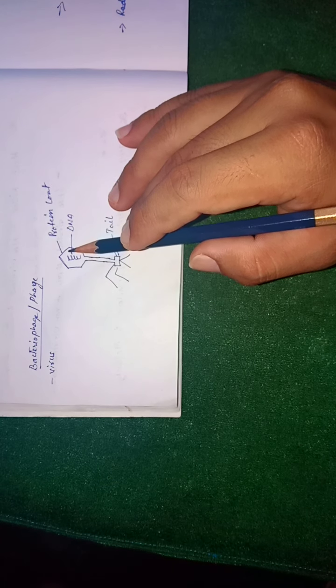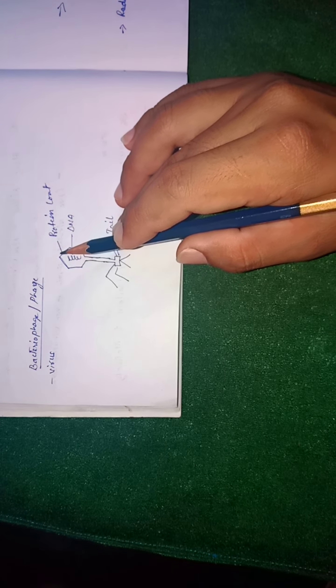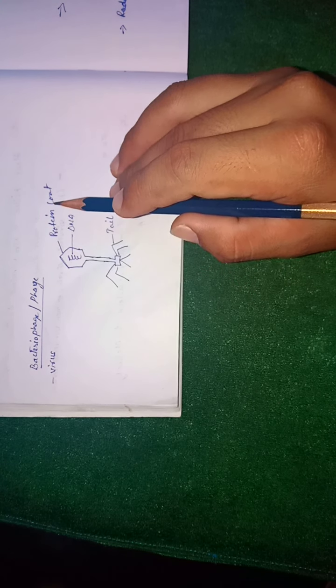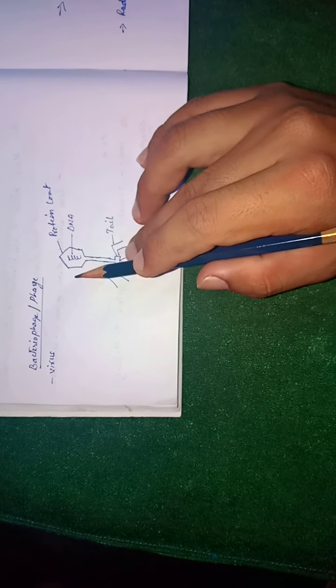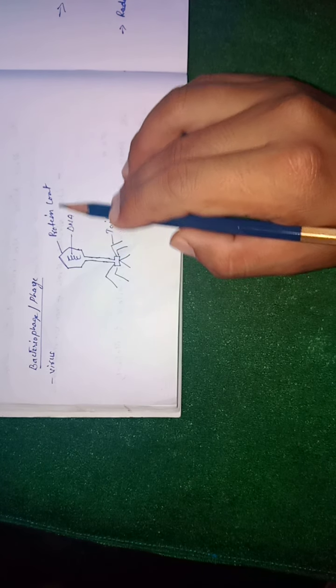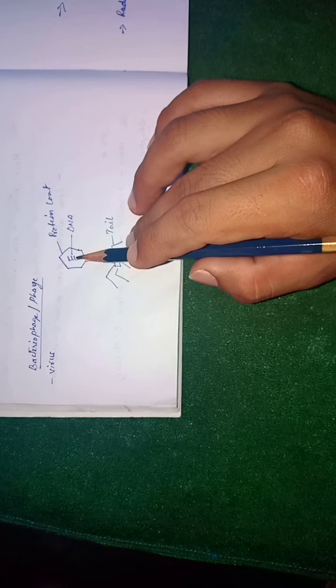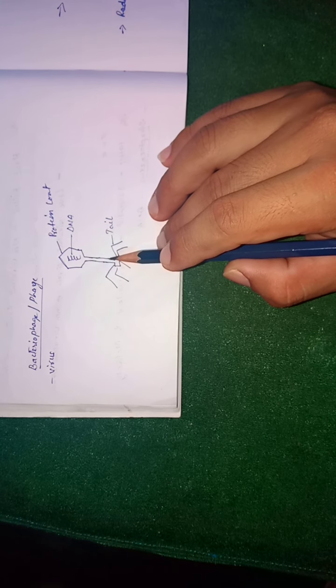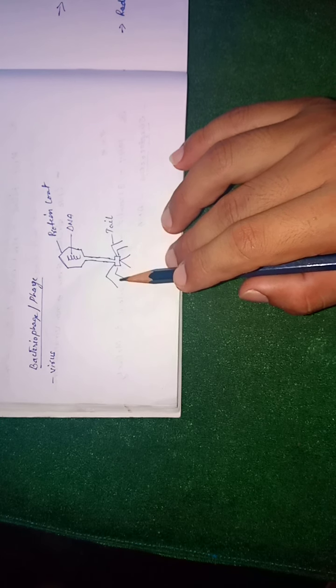A typical bacteriophage or phage contains a protein head consisting of a protein coat and DNA. So the head of the bacteriophage contains a protein coat with DNA enclosed inside, and this portion indicates the neck of the bacteriophage, and these are the tails.